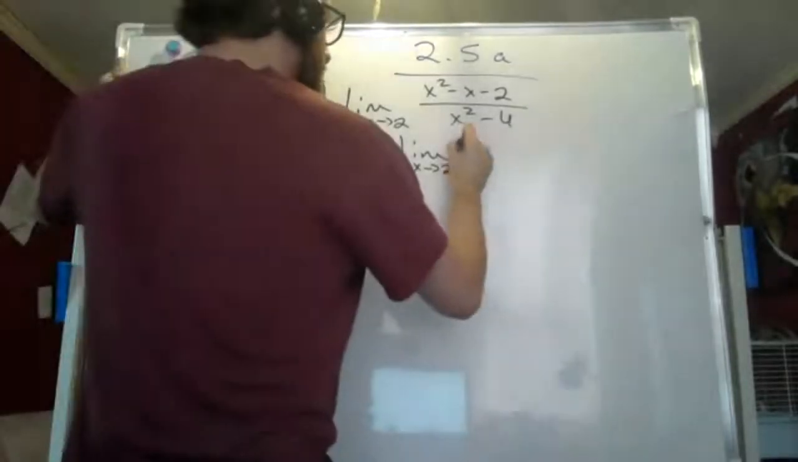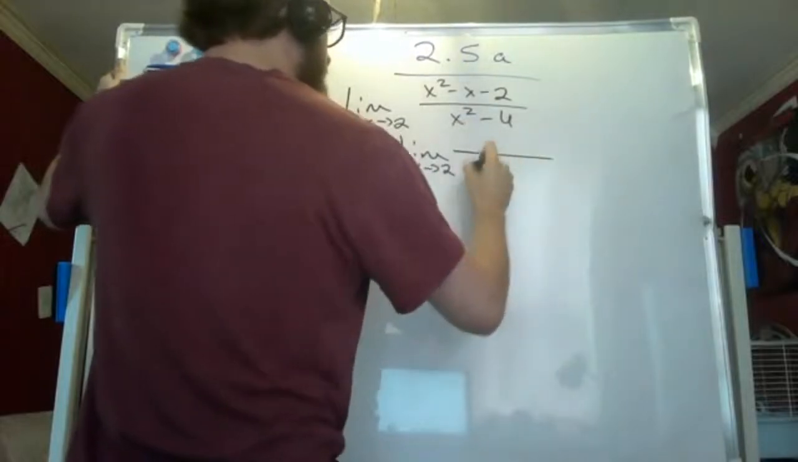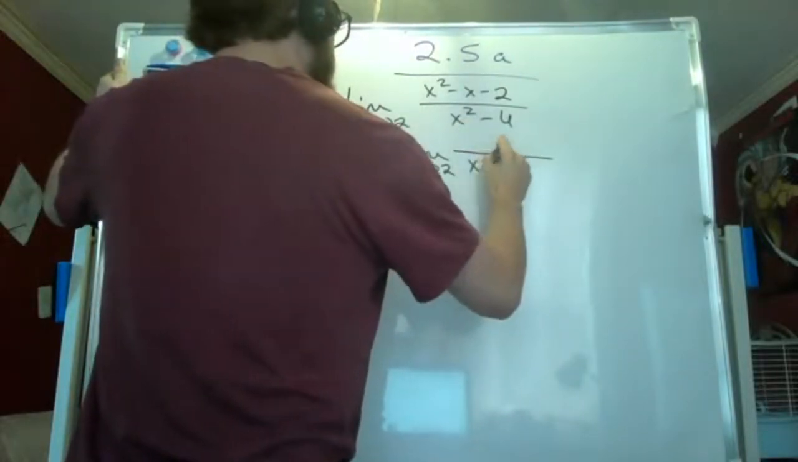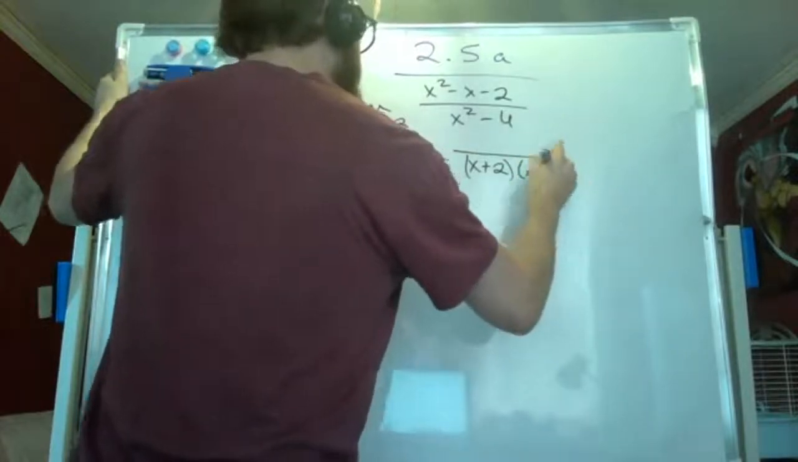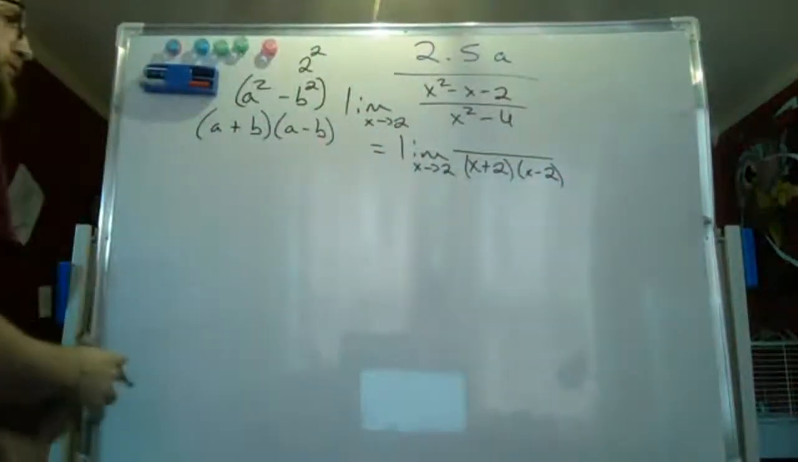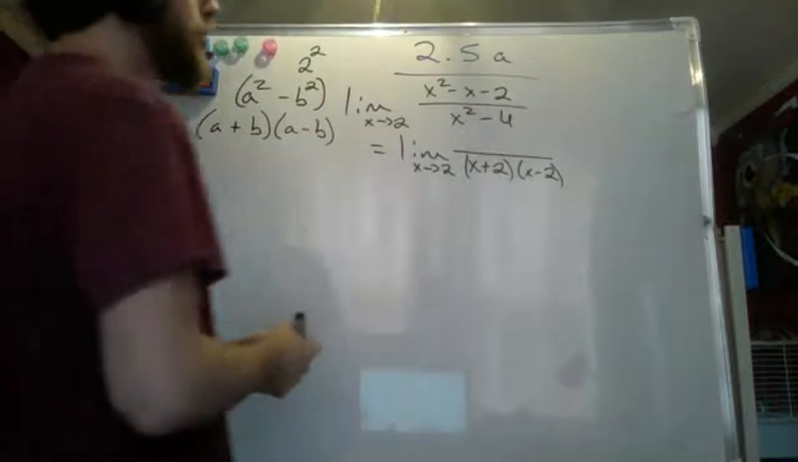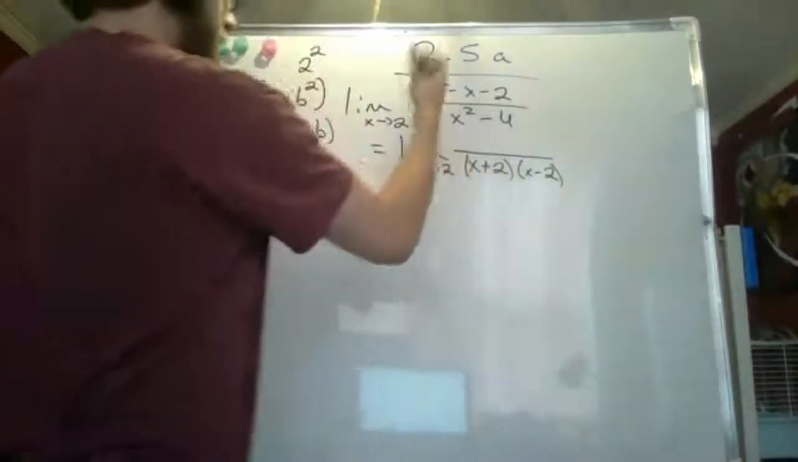So what does that mean in this case? That means my denominator I can write as x plus 2 times x minus 2. Okay, so far so good. But what can I do to the numerator? Well, let's try to factor this.